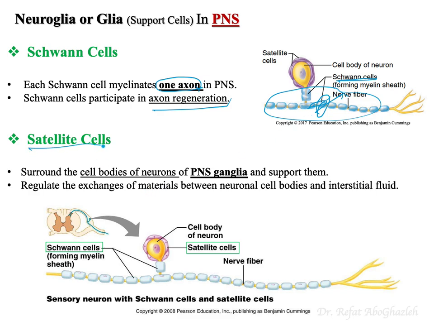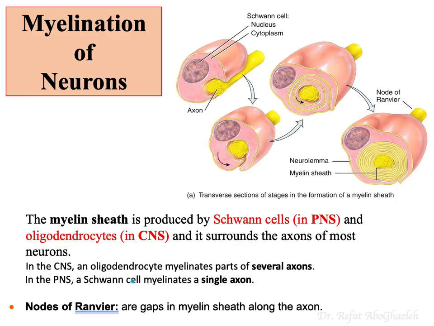But what about the satellite cell? You remember the unipolar cell in the dorsal root ganglion? This is the cell body. The cell body, listen, the cell body, not the axon. The cell body of this kind of cell is surrounded by satellite cells, right? So satellite cells are located in the peripheral nervous system ganglia and surround the cell bodies of the neurons there. And in this way, it is believed that the satellite cells regulate the exchange of material between the neuronal cell body and the interstitial fluid there, right? Although the function of satellite cells is largely unknown.